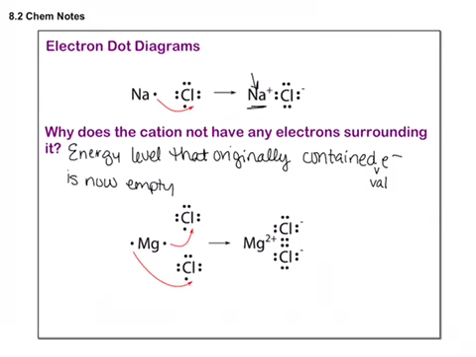So when we look at magnesium, magnesium has 2 valence electrons, so that requires 2 chlorine ions. And so each chlorine ion will accept 1 of magnesium's 2 valence electrons. So again, we show that as magnesium, not magnesium 2+, having no valence electrons because that energy level is now empty. And then the chlorine satisfies that octet.